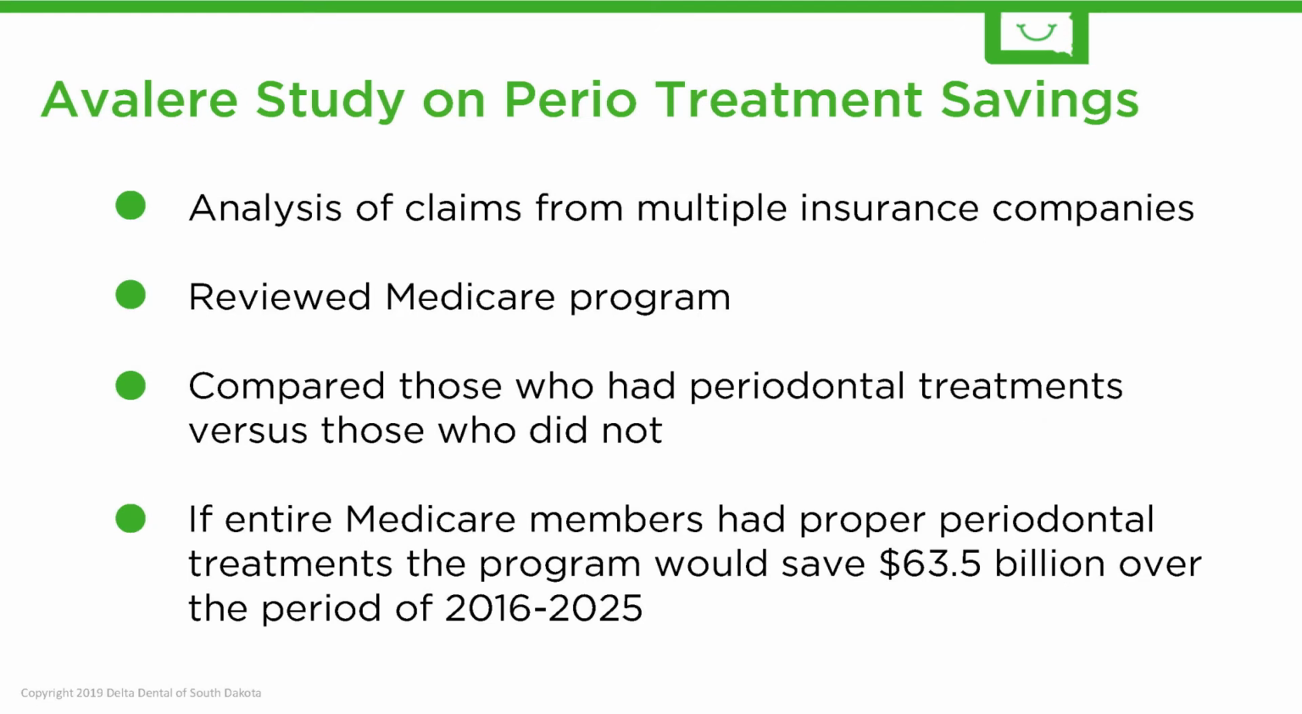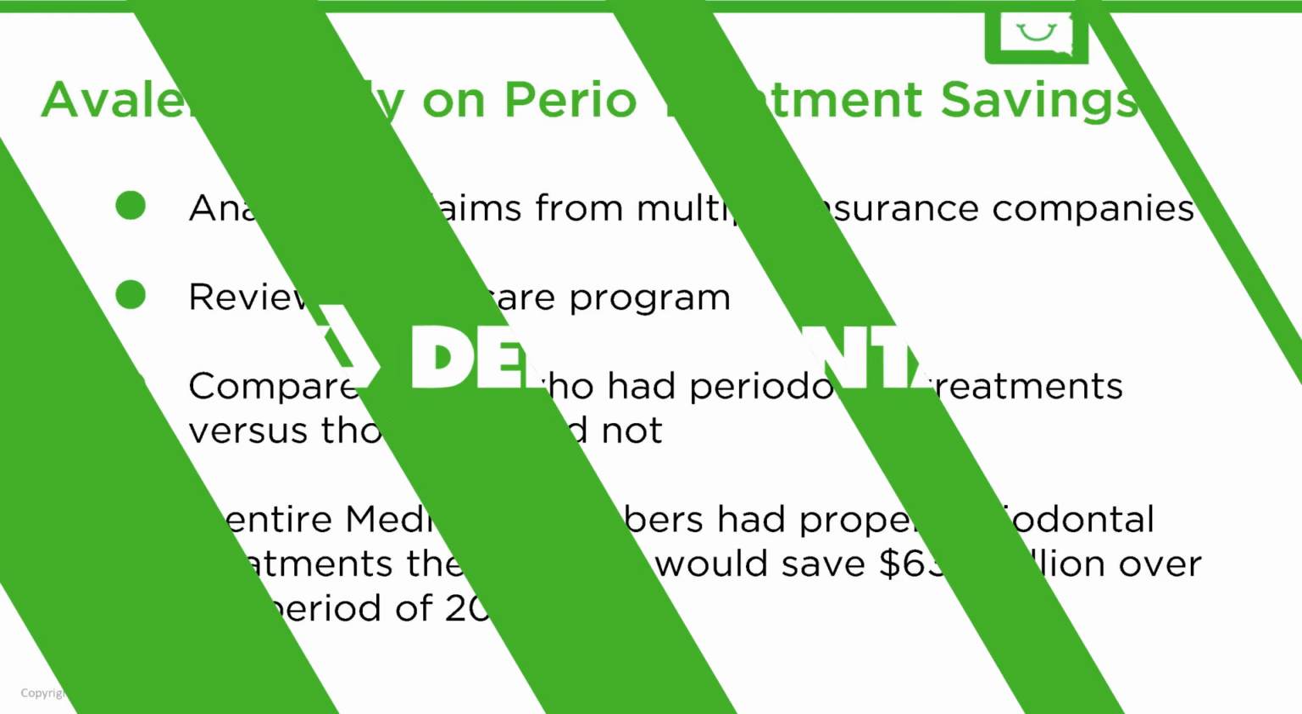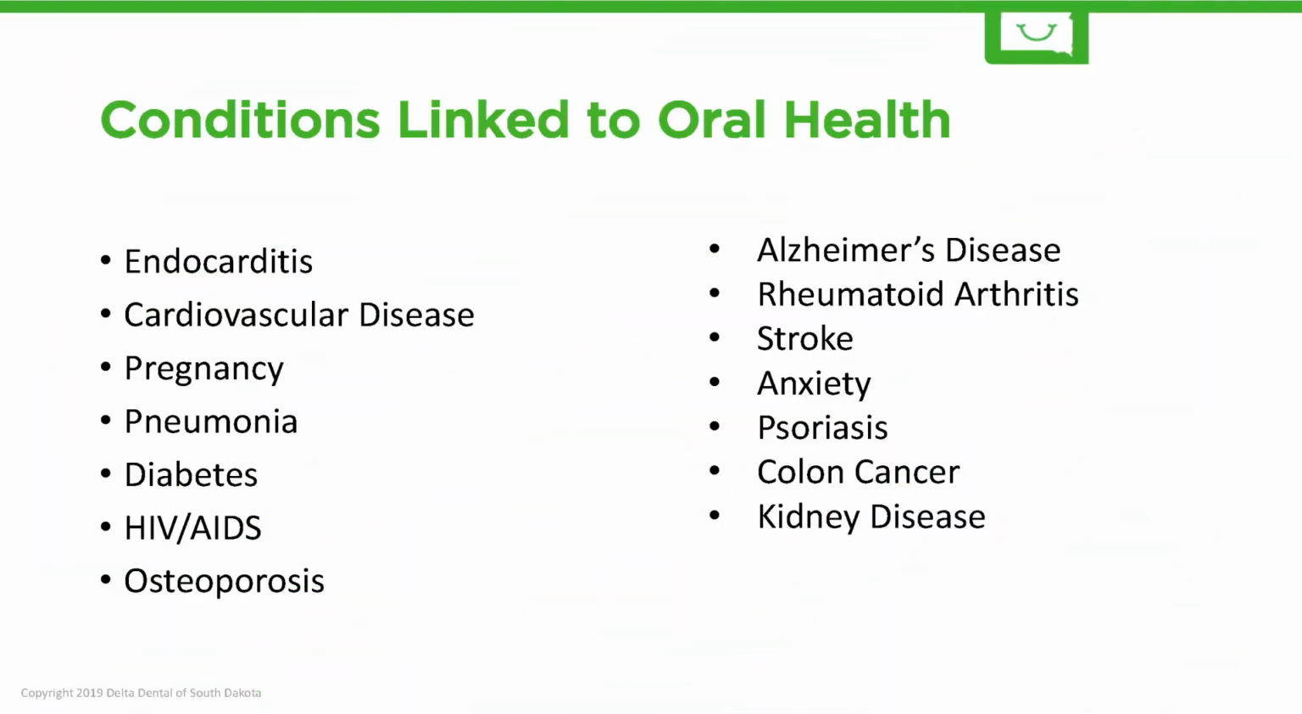Want to know the biggest number? Avalere Health did an analysis to estimate cost savings to Medicare of a new periodontal treatment benefit for those with diabetes, heart disease, and stroke. They found that providing a periodontal disease treatment benefit would produce a savings of $63.5 billion over the period of 2016 to 2025. Understanding the link between risk assessment influencing behavior, improving oral health, and overall health, and the possibility for reducing the cost of both has led us here. Go ahead and check out the many conditions linked from oral health to overall health.